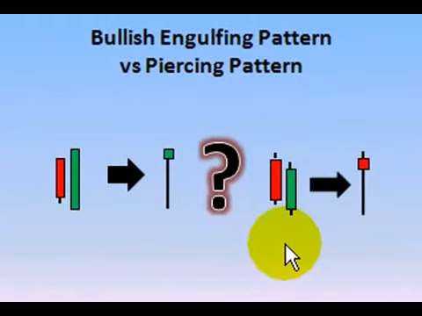In the bullish engulfing pattern, the bulls were able to push price up, closing it above the open of the red candle. So closing at this point here, above the body of the red candle. Whereas in the piercing pattern, the bulls were able to push the price to close above the 50% level of the red candle, but were not able to close above the open or above the top of the red real body.